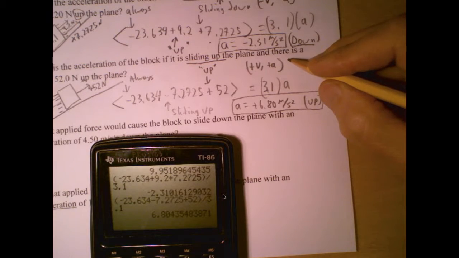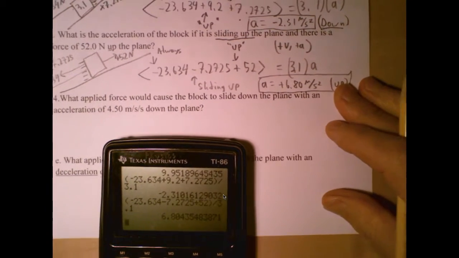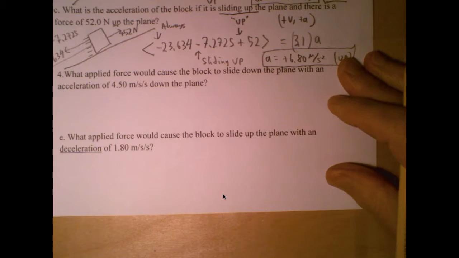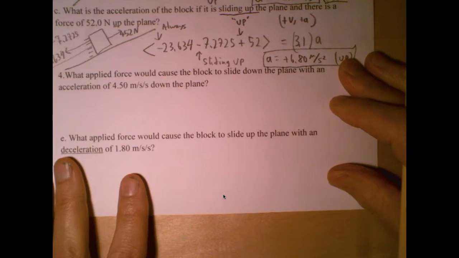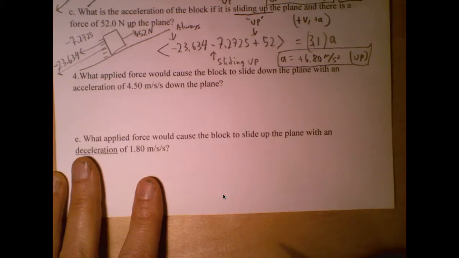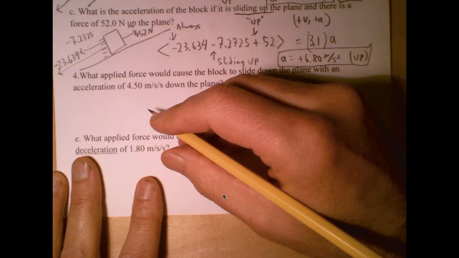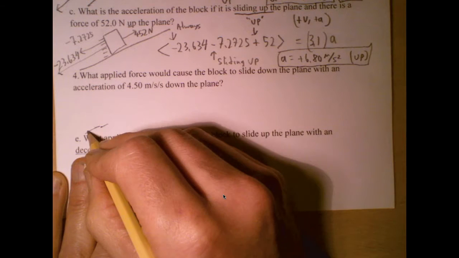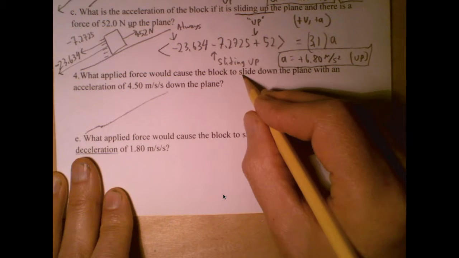Let's do the next one. So the next ones are unknown force calculations, right? So what applied force would cause the block to slide down the plane with an acceleration of that down the plane? Let's see. Let's grab the backup pencil here. Okay, so let's see. Whoa. Okay, so slide down the plane. Let's draw a picture of that.